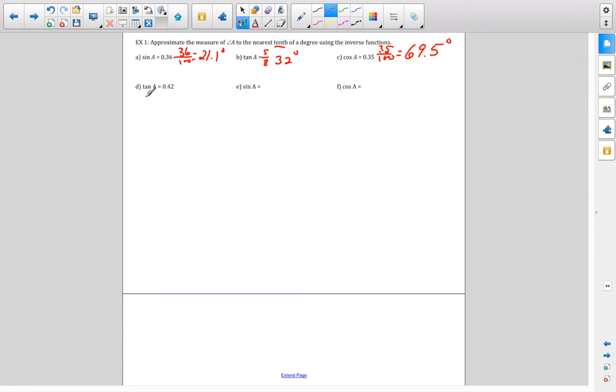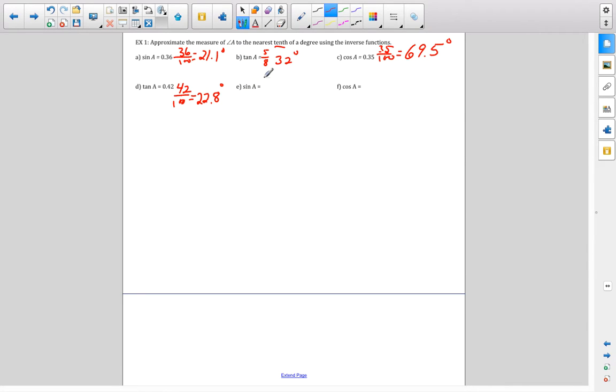Okay, over here, if the tangent of A is 0.42 or 42 hundredths, that means the opposite to the adjacent has the ratio of 42 over 100. So we're going to hit second tan, 0.42, close your parentheses, and we get 22.78, so I'll round that to 22.8 degrees to the nearest tenth.